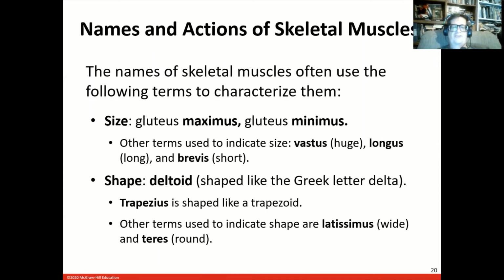Or they could be described by shape. The deltoid looks like a Greek letter delta. That's a shoulder muscle. The trapezius is trapezoid shaped. The latissimus is wide. The teres is round. These are just some of those. The more Latin you know, the easier the words are to remember. And if you don't know any Latin and you stay in anatomy, you'll know some Latin when you're done.